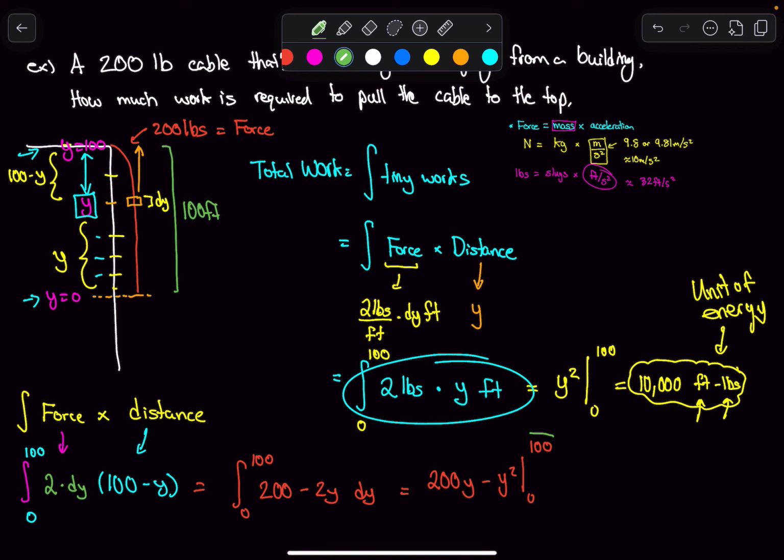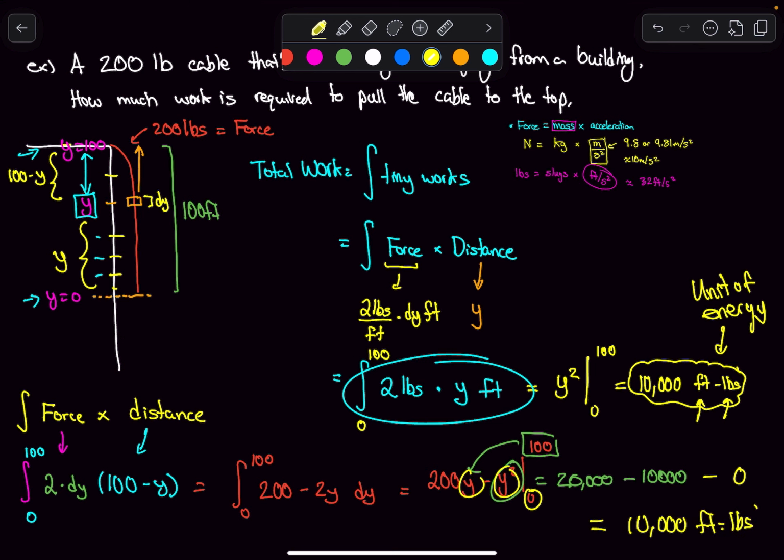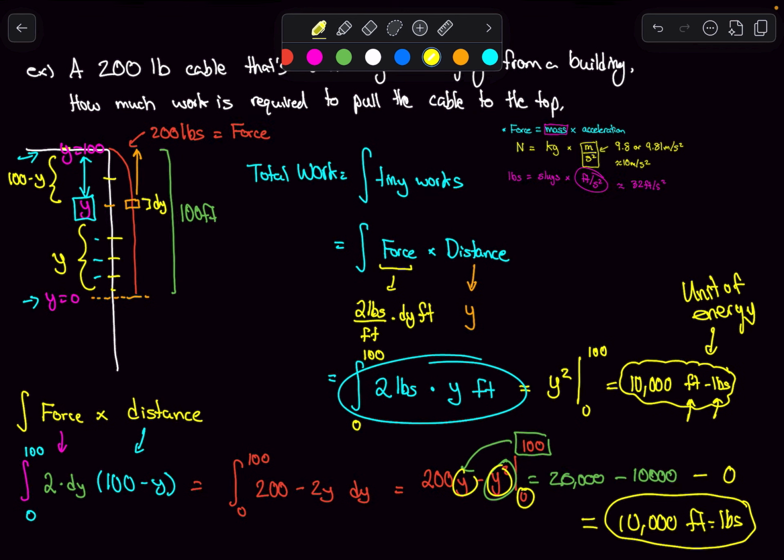And I believe that if we plug in 100 for these, over here I'm going to get 20,000. And then I get 10,000 there. And then when I plug in 0 into both of these, I'm just going to get 0, so minus 0. And this answer is still going to equal the 10,000 foot-pounds of energy that's required to lift this cable. So in both ways, you get the same exact answer. You just need to be a little bit careful with your units and how you are choosing to make this drawing. So as long as you're consistent, you can draw it any particular which way.